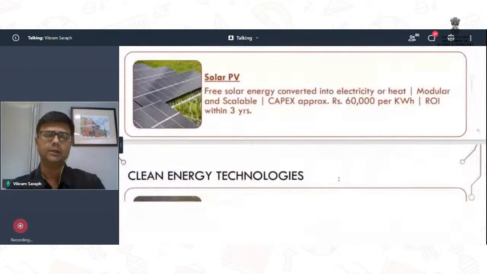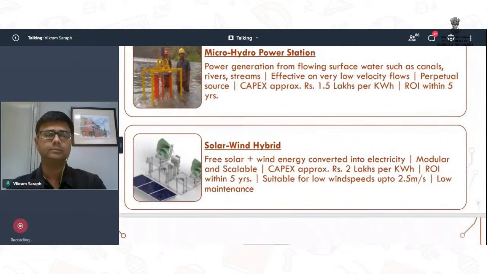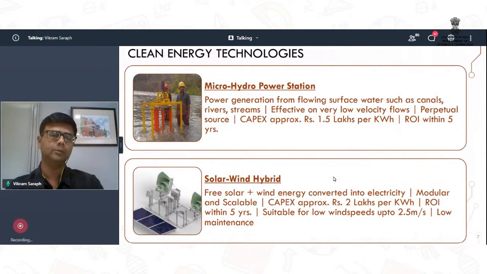Next slide, please. We have also developed and deployed these two technologies. One is the micro hydro power station, which can even work at a very small speed of 2.5 meters per second and can be installed on any of the streams, small rivers, rivulets, canals, irrigation canals, and it's a perpetual form of energy. Again, very low maintenance, very low tech, but very effective in giving us perpetual energy.